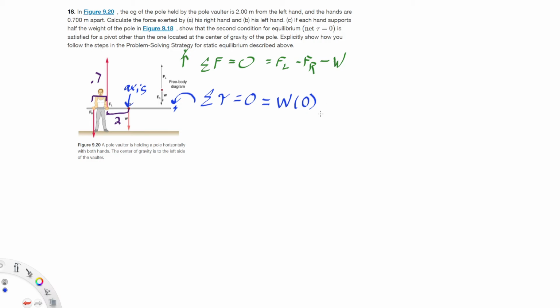And then we have FL, which is going to tend to make this whole thing rotate clockwise. So that's a negative torque. And it's 2 meters from the axis of rotation. And then we have FR, which is going to tend to make the whole thing rotate counterclockwise. So it's positive. And it's 2.7 meters from the axis of rotation.